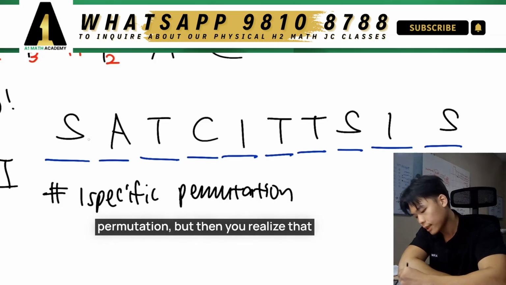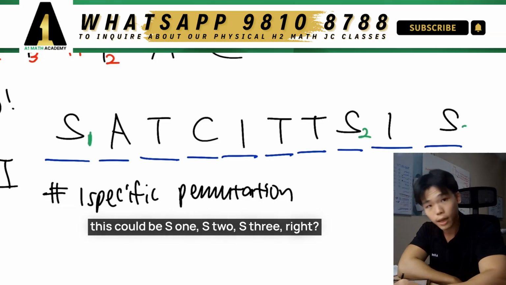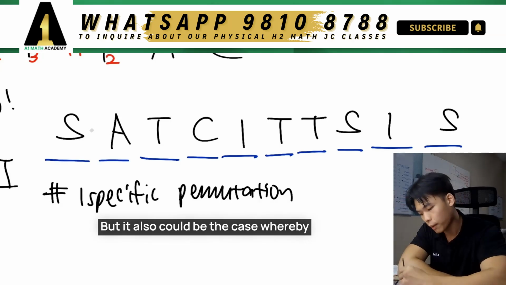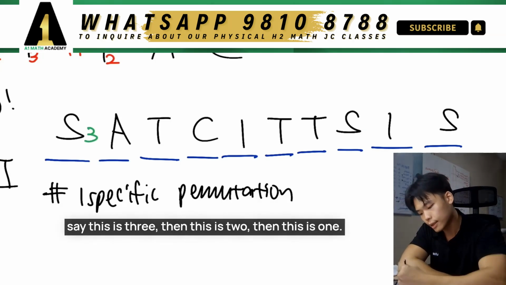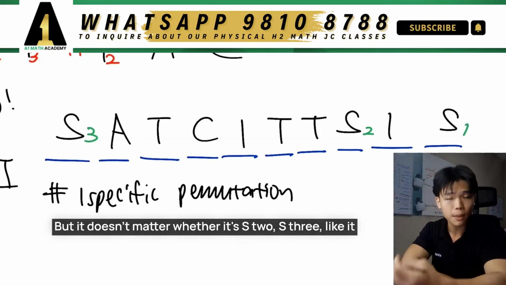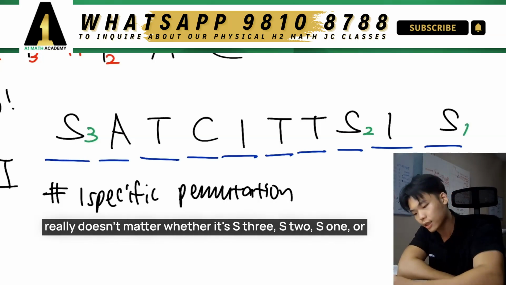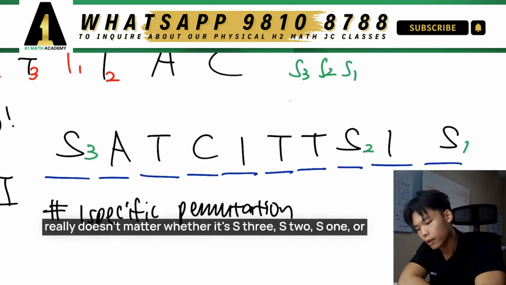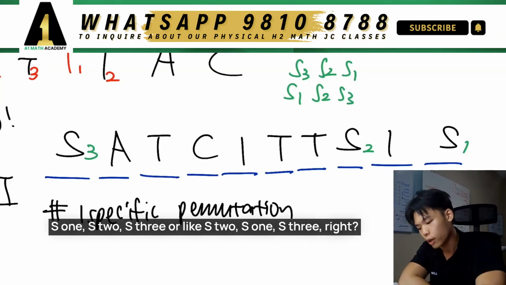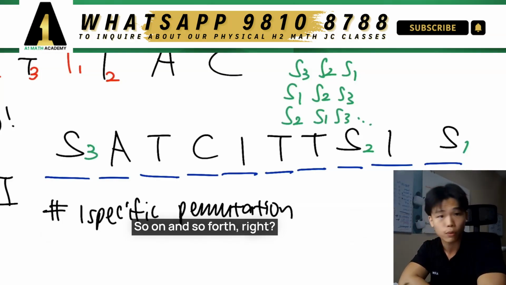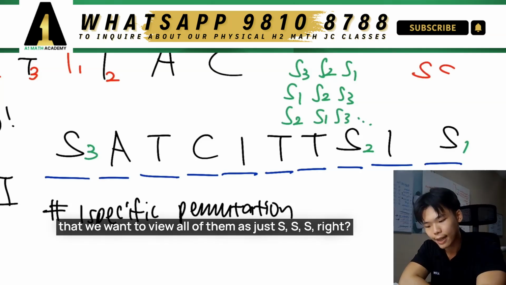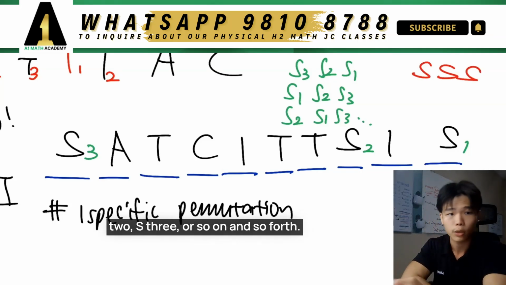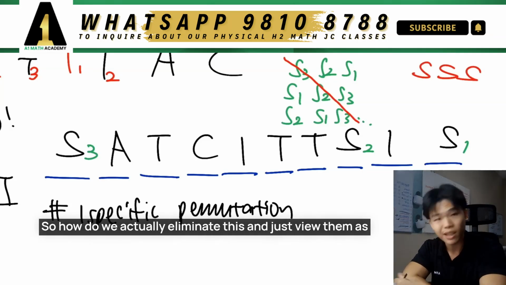Now in this context, it seems like there's just one specific permutation. But then you realize that this could be S1, S2, S3, but it could also be S2, S1, S3, or S3, S2, S1. It really doesn't matter whether it's S3, S2, S1, or S1, S2, S3, or S2, S1, S3, and so on, because what we want is to view all of them as just S. We don't care whether it's S1, S2, S3. So how do we eliminate this and view them as just SSS?